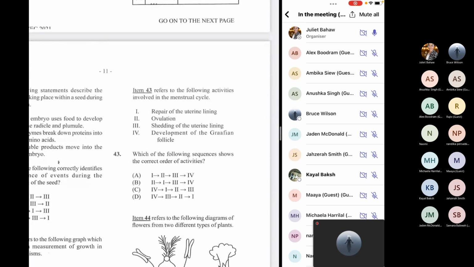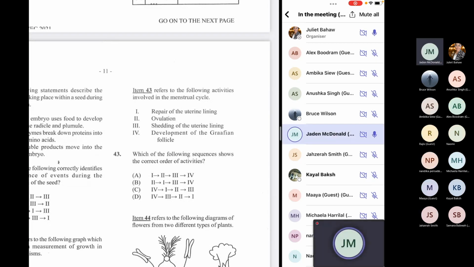43. Who's next? Me, miss, I think. Yeah, item 43 refers to the following activities involved in the menstrual cycle. 1. Repair of the uterine lining. 2. Ovulation. 3. Shedding of the uterine lining. And 4. Development of the Graafian follicle. Which of the following sequences shows the correct order of activities? I put C. Yeah, C.